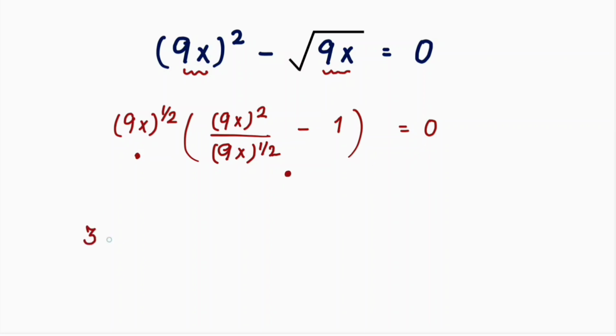First expression gives x = 0. Look at the first term. Whenever you have the same base in numerator and denominator, this will become a raised to the power m minus n.